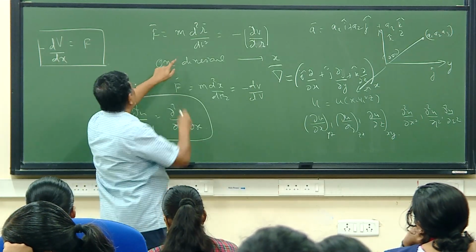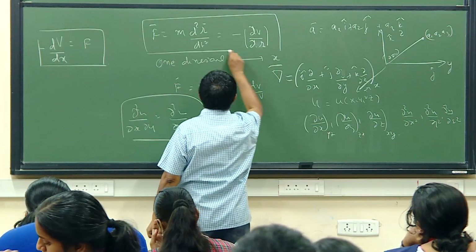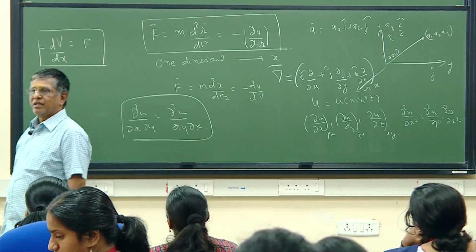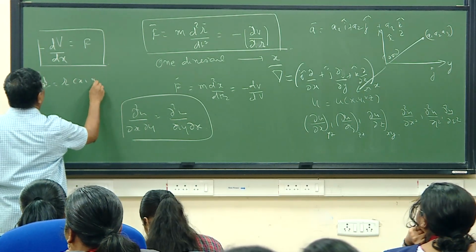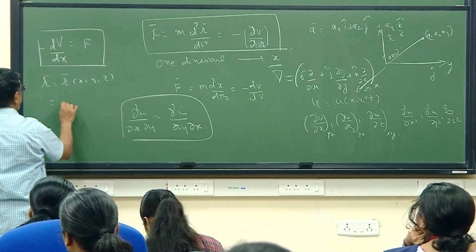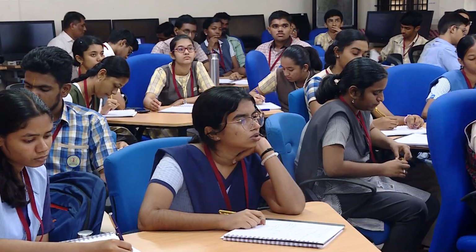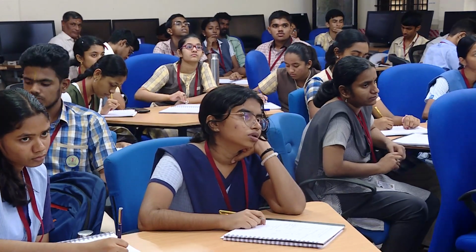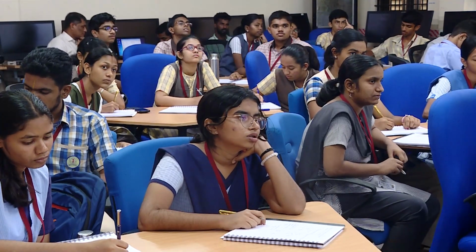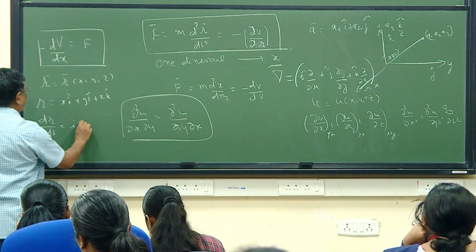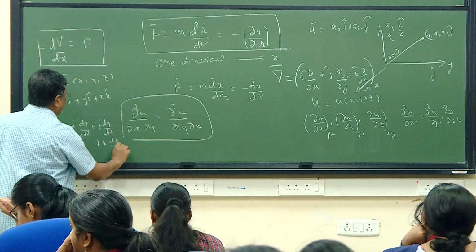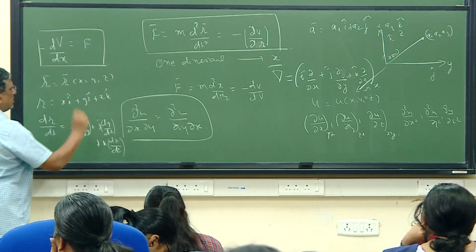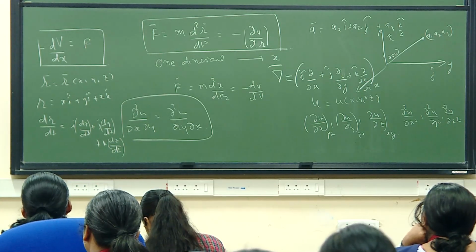Now, this quantity, if you look at this, it's a vector quantity, right? Therefore, this r is a function of x, y, z. Therefore, this will have a component xi plus yj plus zk. So, my dr by dt will be what? i into dx by dt plus j into dy by dt plus k into dz by dt. Alright.